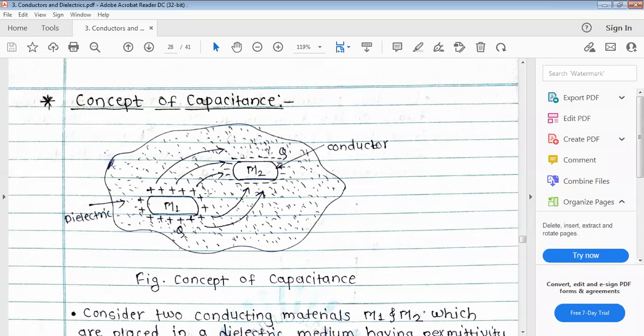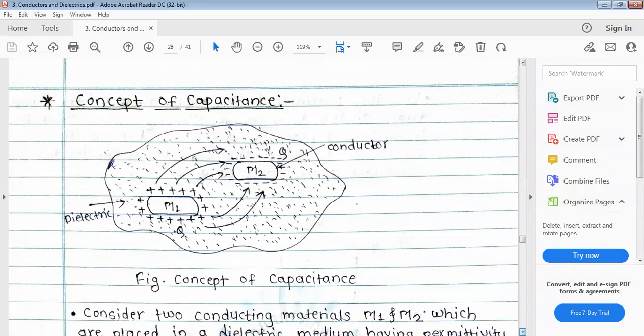Okay, it means both have the same magnitude. Only this M1 has the positive charge and M2 has the negative charge. So we have to see here what is actually the capacitance. Here we are considering that these two conductors are placed in a dielectric material. So we have to obtain the equation for the capacitance C.